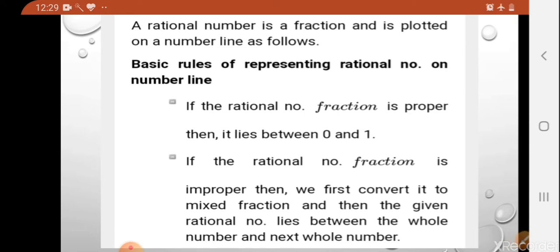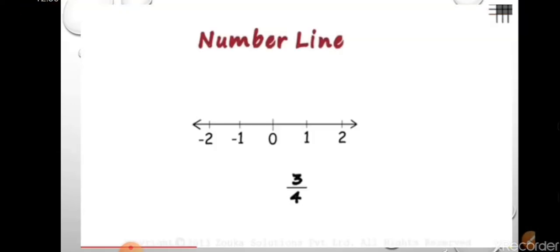If the rational number fraction is proper, then it will lie between 0 and 1, and if the rational number is improper, then we will first convert it into a mixed fraction. In a mixed fraction, we get a combination of a whole number and a proper fraction. So that rational number, which is an improper fraction, will lie between that whole number and the next whole number.